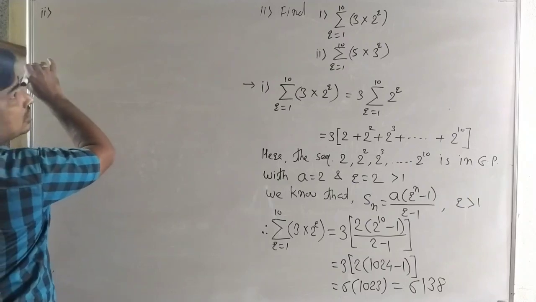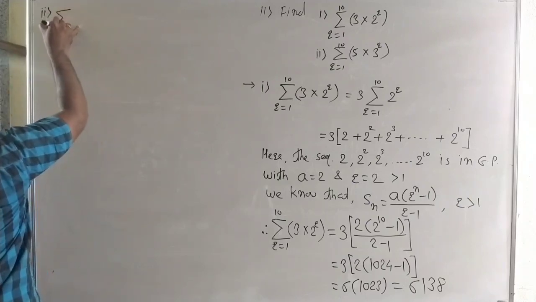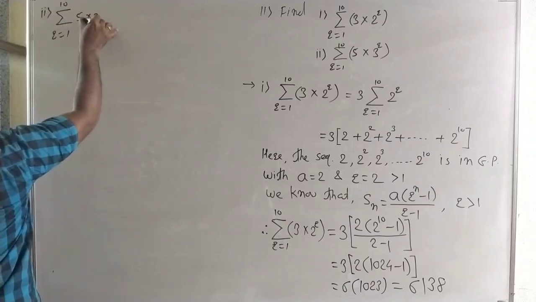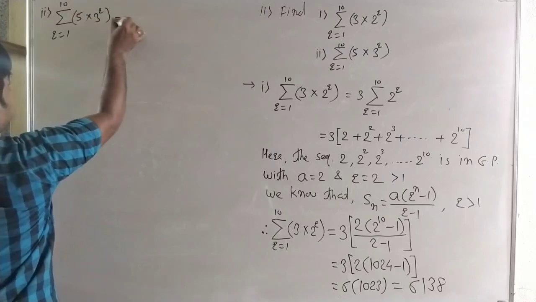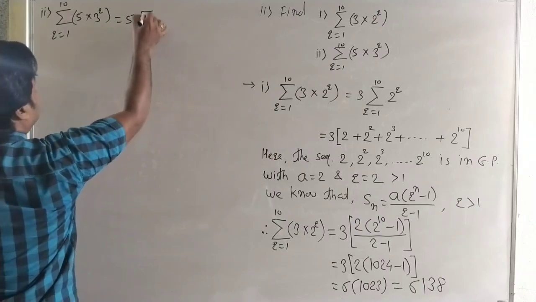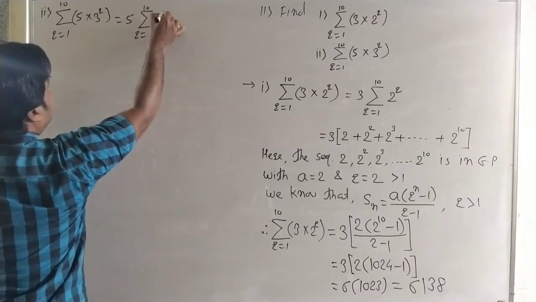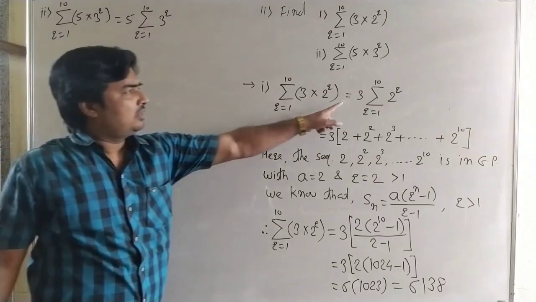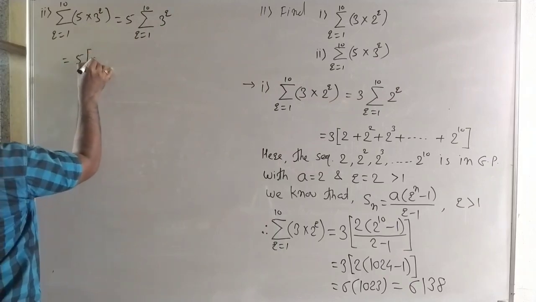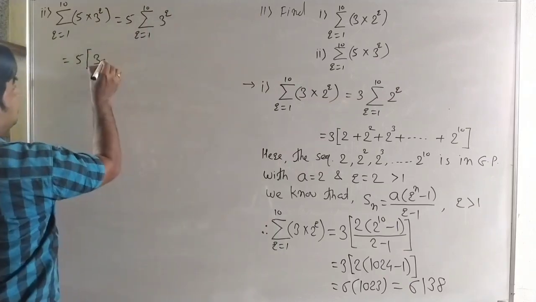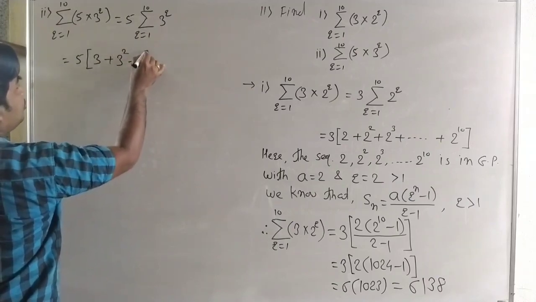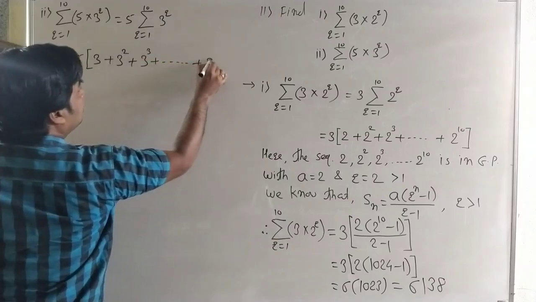Here it is the sum, r is equal to 1 to 10, of 5 into 3 to the power r, then 5 into the summation of r equal to 1 to 10 of 3 to the power r. Same calculation. Then it is 5 into, when r is equal to 1 it is 3, plus when r is equal to 2 it is 3 square, then plus 3 cube, plus and so on up to 3 to the power 10.